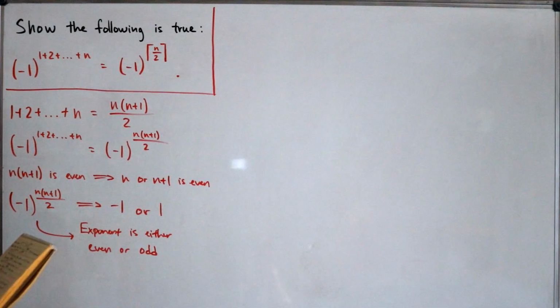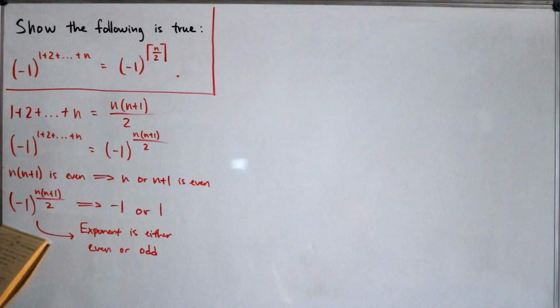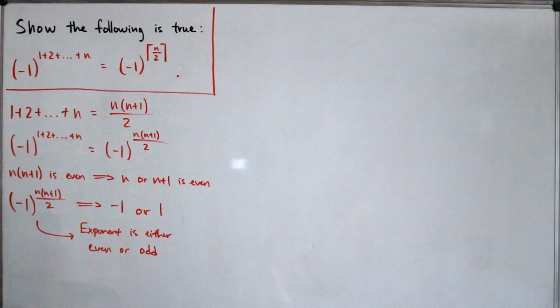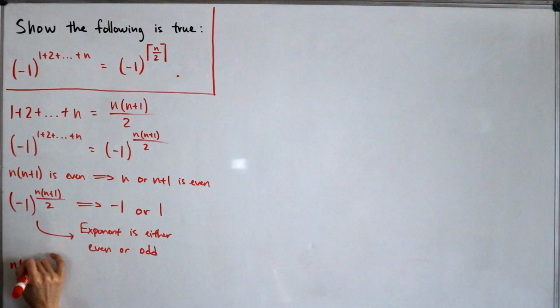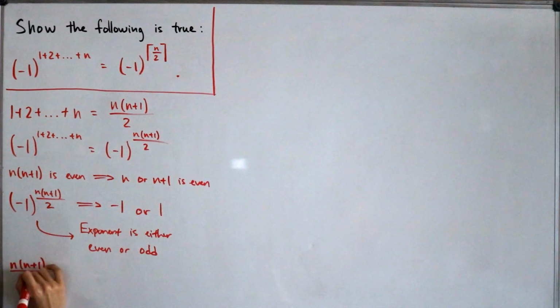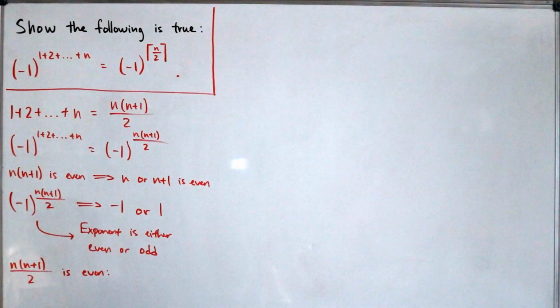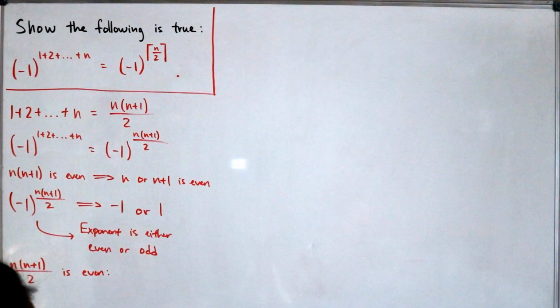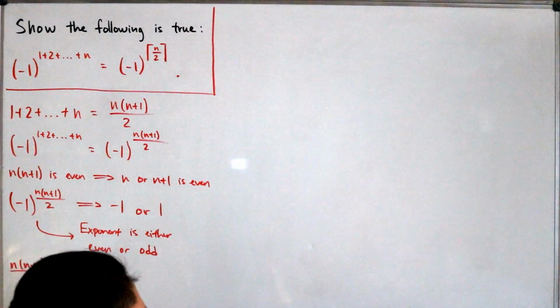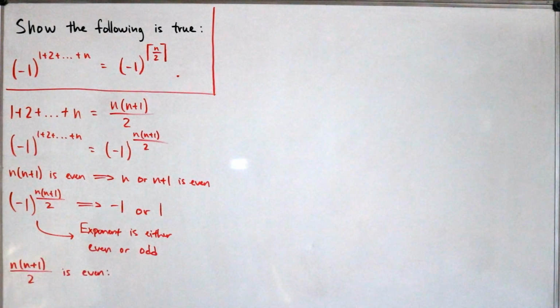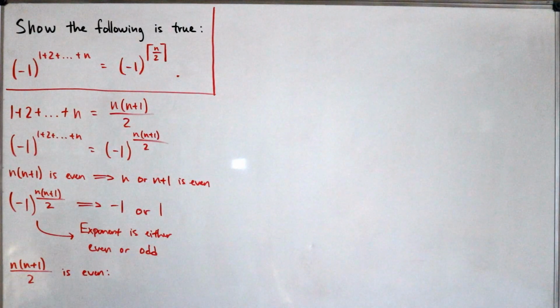Now we want to break this up even further and take a look at the exponent we're dealing with. If n times n plus 1 divided by 2 is even, then there's a little bit of an observation we can make. Let me write this in another marker just to break up the cases.